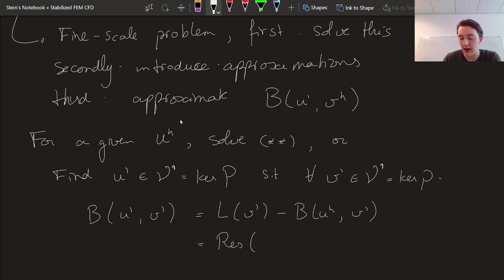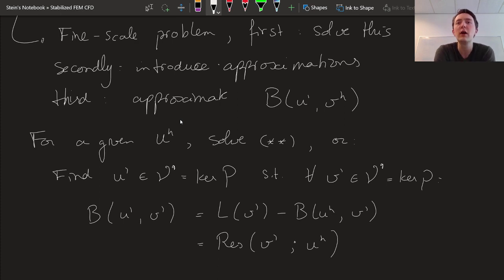A residual as a linear form on V. It's linear with respect to V, right? If I double V, then both of these are going to double, so the whole right-hand side is going to double. So this is a linear form of V. It's not quite linear in terms of UH though, right? If I double UH, then only this one is going to double, but not this one. So I can't say that this is a linear form with respect to UH, but it is a linear form with respect to V prime, and it depends on UH. So that's why I'm introducing this semicolon.